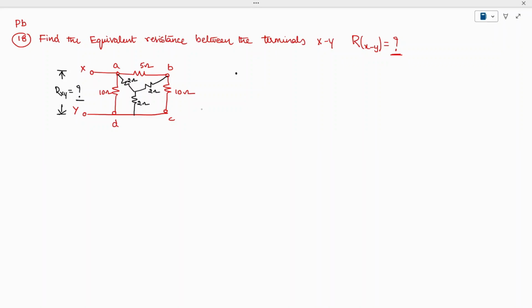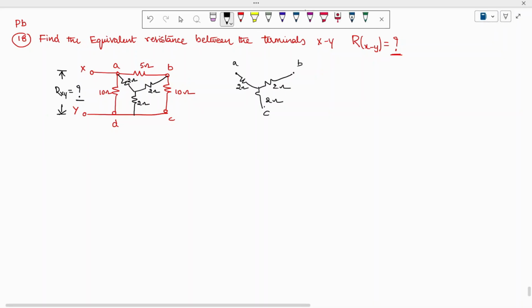Let's try to mark the nodes. To overcome the confusion, A, B and here I have the C. So this is in star. One branch, second branch, third branch. The values are 2 ohm, 2 ohm as well as 2 ohm. So I want to convert this star into a delta first, then the problem becomes simplified. You can do it in reverse.